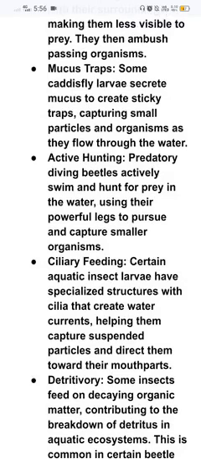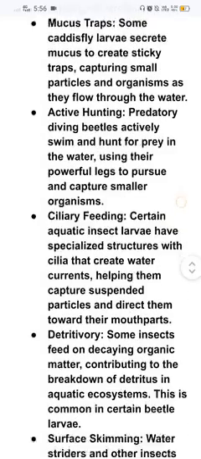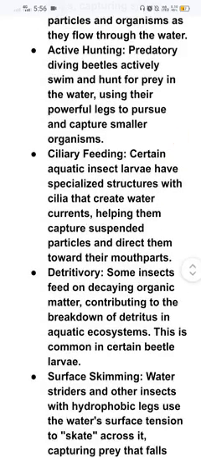Certain aquatic insect larvae have specialized structures with cilia that create water currents, helping them capture suspended particles and direct them towards their mouthparts. Ciliary feeding is another mechanism. They just use that specialized structure called cilia, which can create water currents. So that water current will help them capture suspended particles and direct them towards their mouthparts.